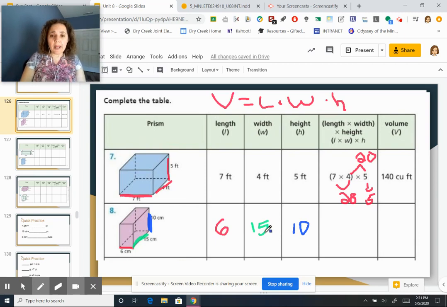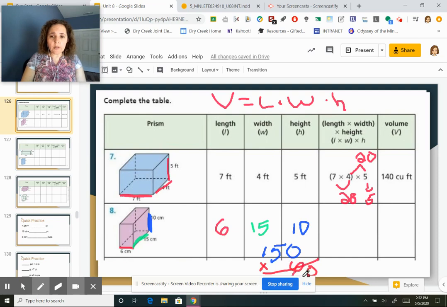I'm going to multiply 15 times 10. Know that when I multiply by tens, I just add a 0, so that's going to make it 150 for those two. Then I'm going to multiply all that by 6. And if I multiply that by 6, then I'm going to see that 0 times 6 is 0. 5 times 6 is 30.